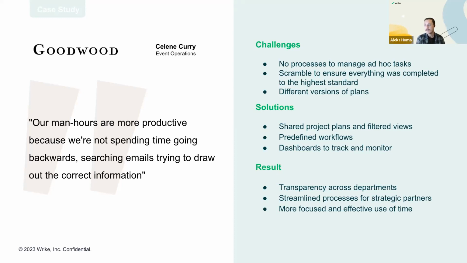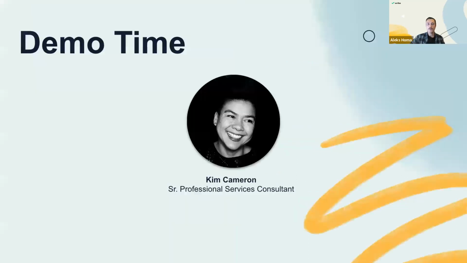The result is greater transparency across departments. They've streamlined their processes and they've got more effective time. So they've now got time to effectively plan and put together a program, or an event, should I say. We've heard from Celine Curra, their event operations manager, who said that our man hours are more productive because we're not spending time going backwards, searching emails, trying to draw out correct information. So with that, how's Goodwood putting all of this together? Well, I'm going to hand it over to Kim Cameron, who will take over and let us know how to put this all together in Wrike.